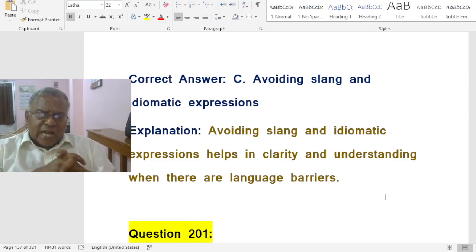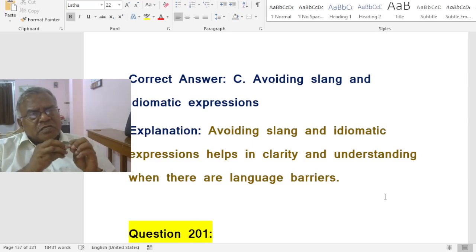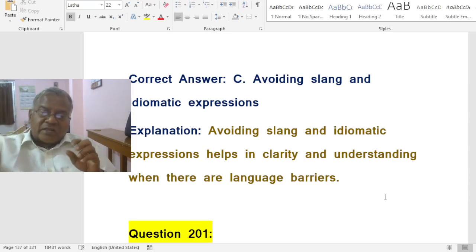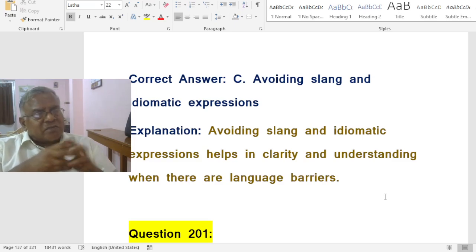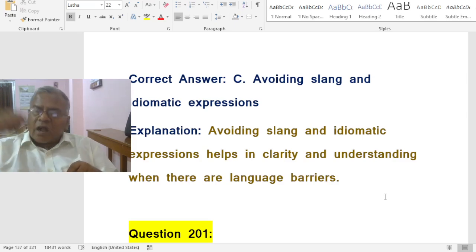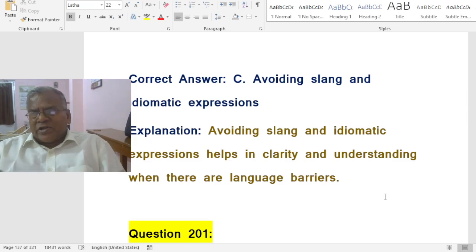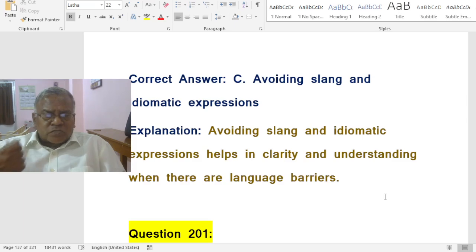What do you mean by slang? Slang means certain words spoken in a particular territory, in a particular area, that will not have any meaning in another area. Some words people use in a particular district, if you use the same word in another district, they may feel it is offensive. Slang is peculiar to a particular place. In formal communication, we should not use slang.